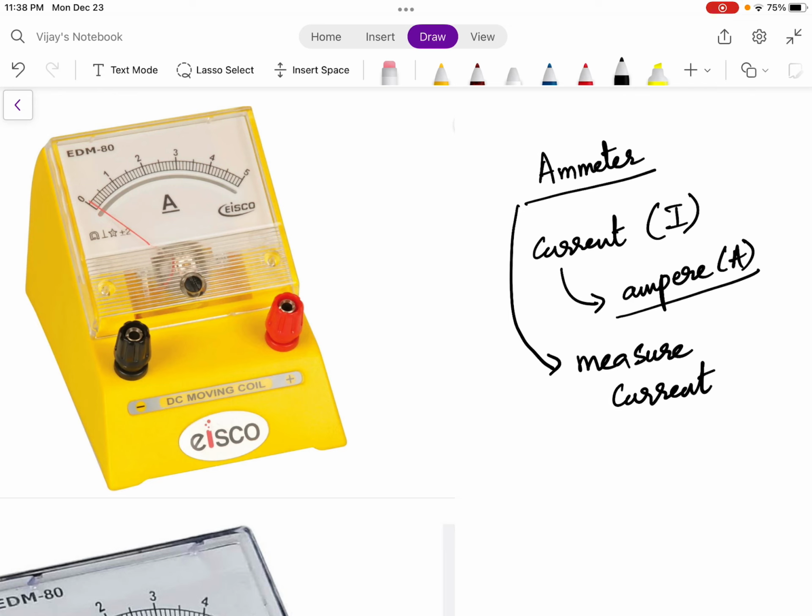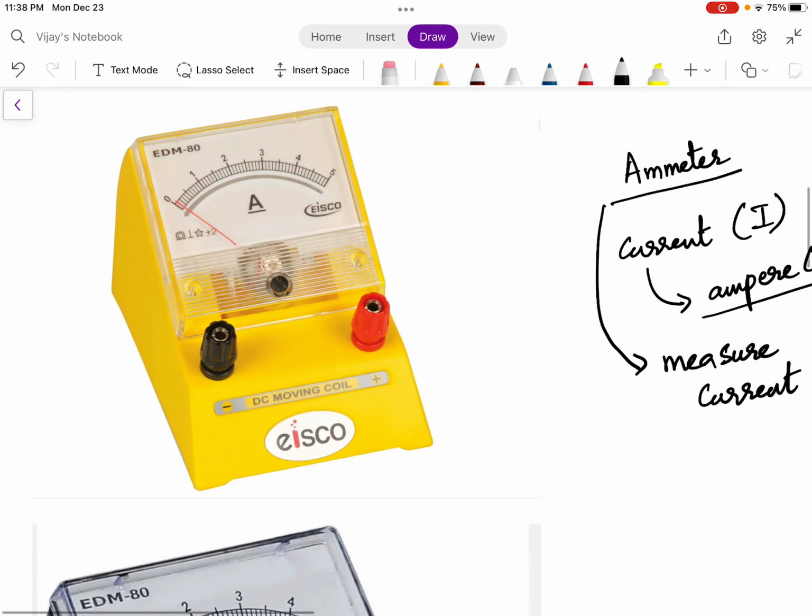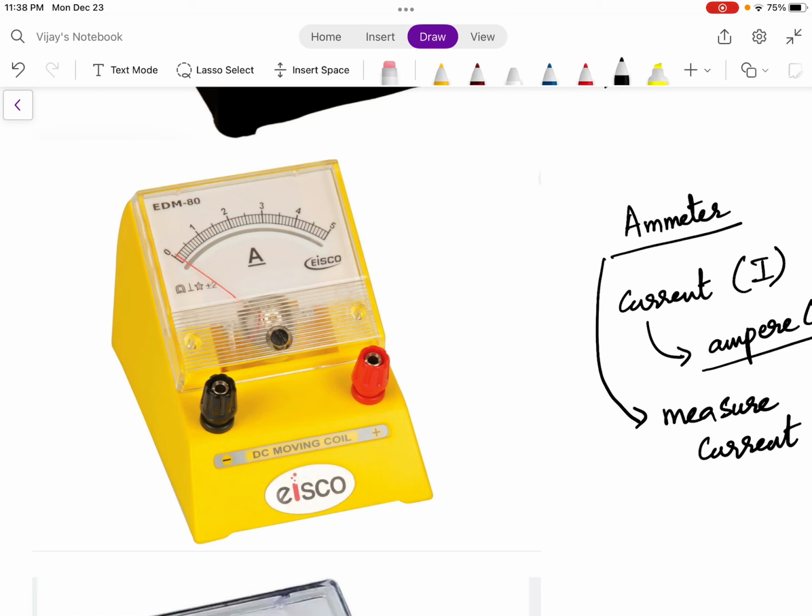For example, you can see in this diagram, this ammeter can measure a maximum of 5 ampere current. So the range of this ammeter is 0 to 5. I can have another ammeter whose range is 0 to 10 or 0 to 15 or 0 to 20. So the purpose of an ammeter is very clear. It is used to measure the amount of current in a conductor or in a wire. It can be of different ranges.